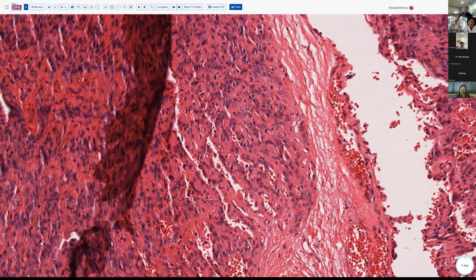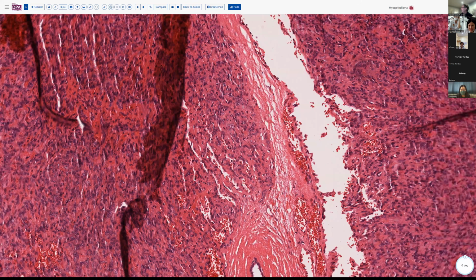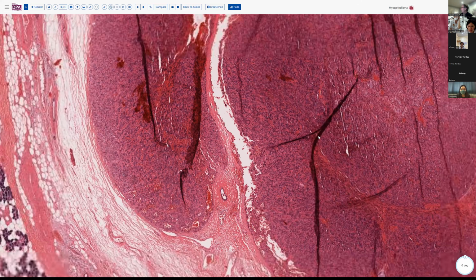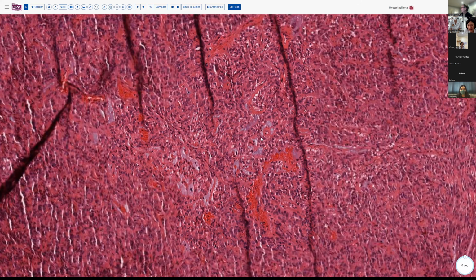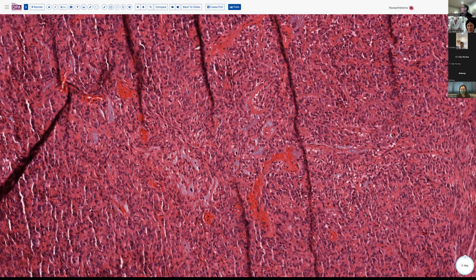And that's where your markers for myoepithelial cell differentiation would be helpful. So that's sort of one pattern to see and think about, is this sort of spindly pattern with occasional mucoid or myxoid changes, but no real clear-cut epithelial differentiation. Let's look at another example.